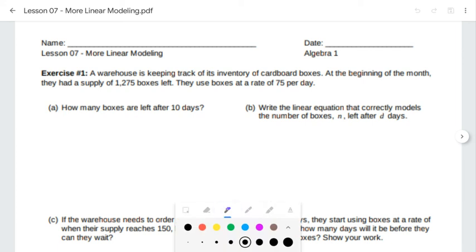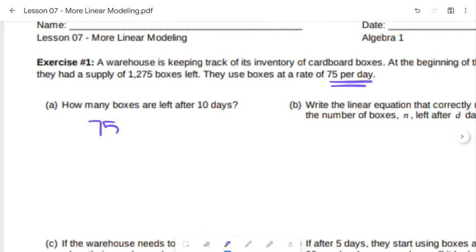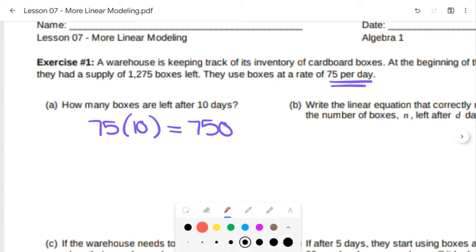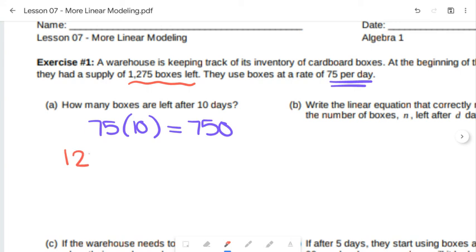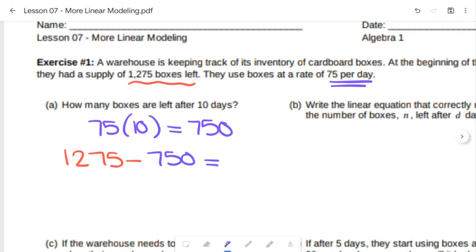Well, we can either set up an equation here or we could just think about this for a second. So each day we know that they're going through 75. So there's 10 total days. So within those 10 days, they went through 750 boxes. Now, if we started at 1,275, we're going to subtract the 750 that we had here. And when we plug that into our calculator, we're going to get 525.